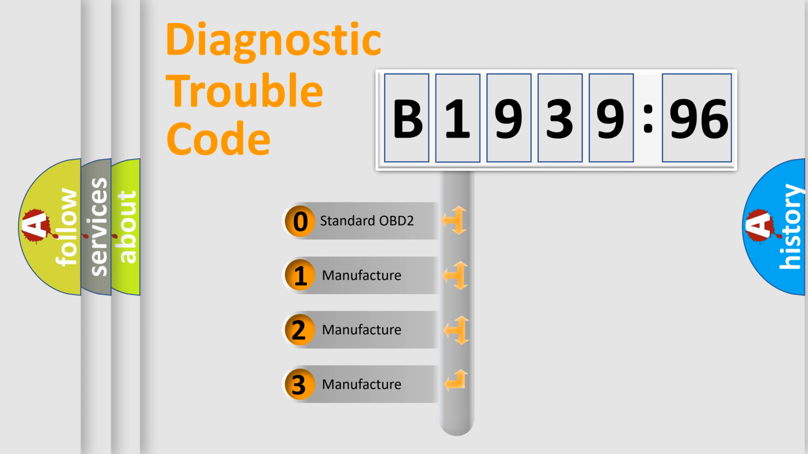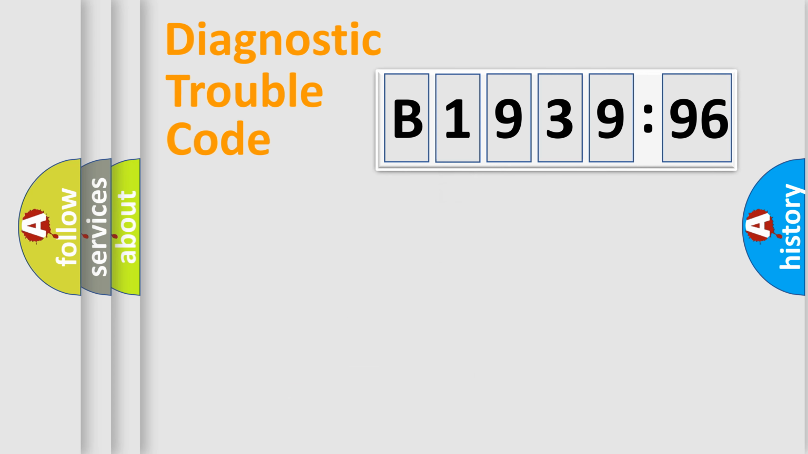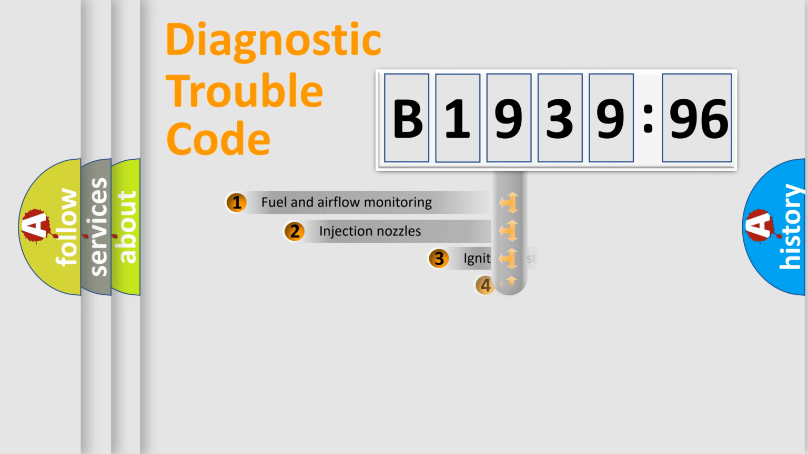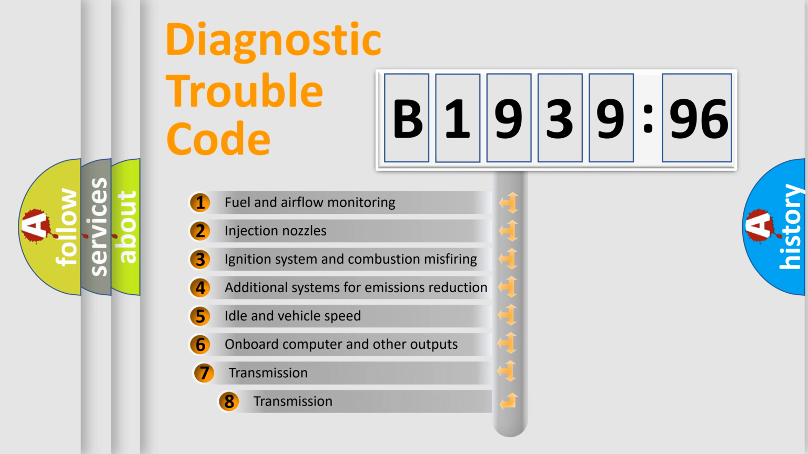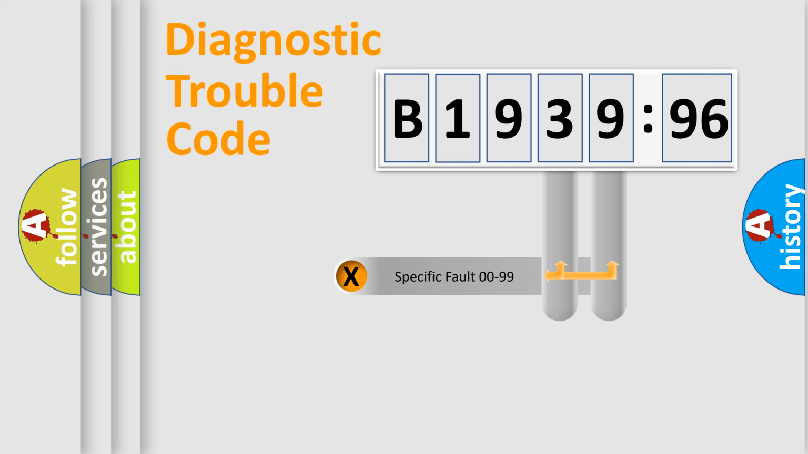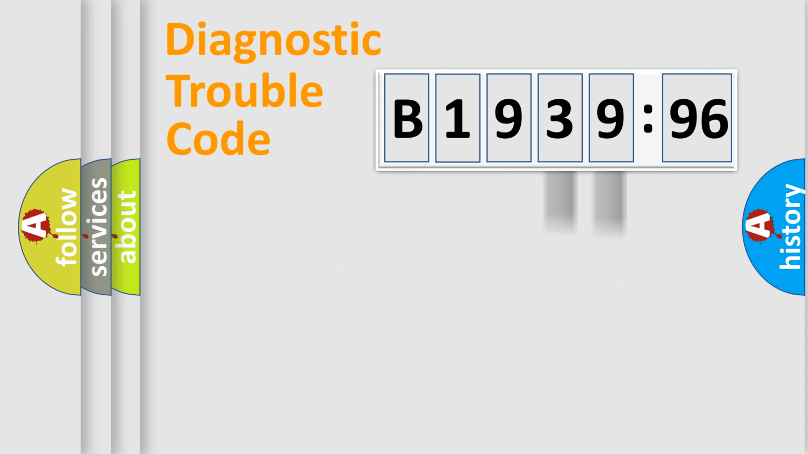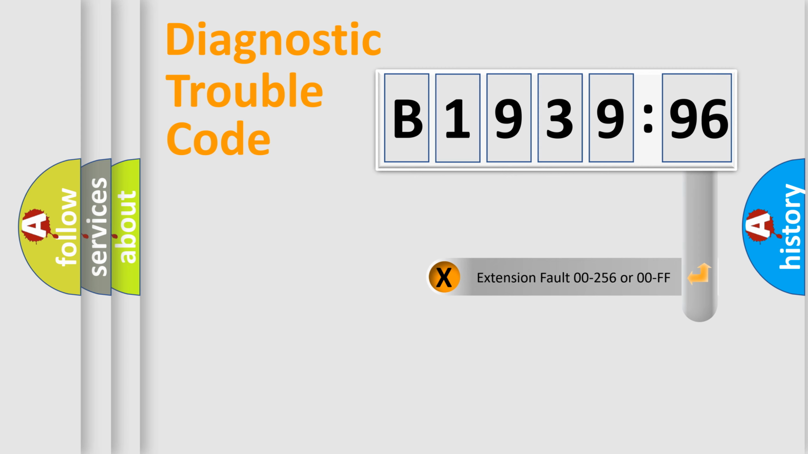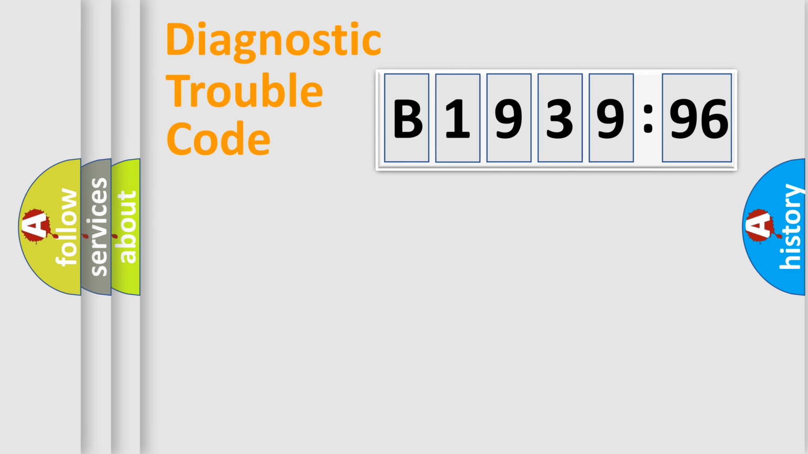If the second character is 0, it is a standardized error. In the case of numbers 1, 2, 3, it is a manufacturer-specific error. The third character specifies a subset of errors. The distribution shown is valid only for the standardized DTC code. Only the last two characters define the specific fault of the group. The add-on to the error code serves to specify the status in more detail.